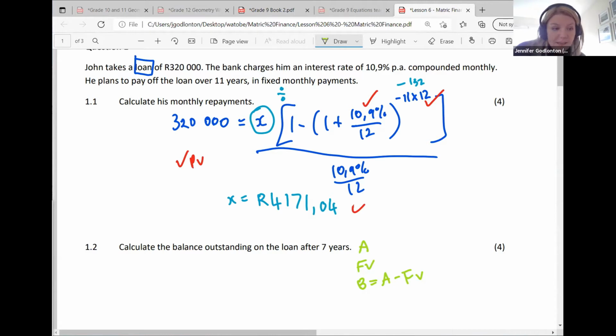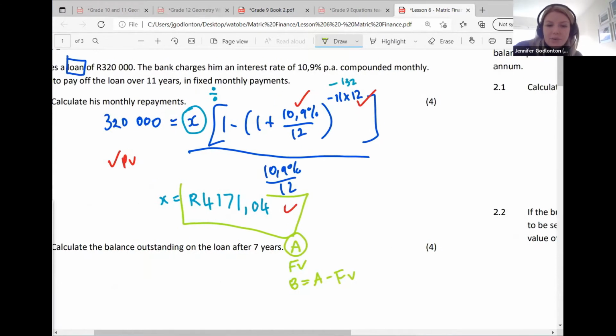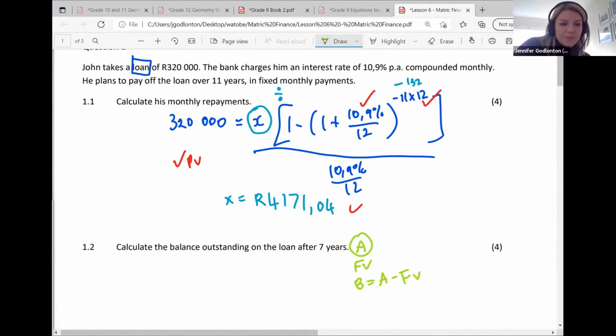Okay, so in this case, P would not be that. Your P would be your actual loan. So your P would be the 320,000 for your A when you're sorting this out. P is not always going to be X. What you figured out here as X, that X value is X. So 4,171 rand is X. We can't move it into a different place. Hopefully that helps a bit.